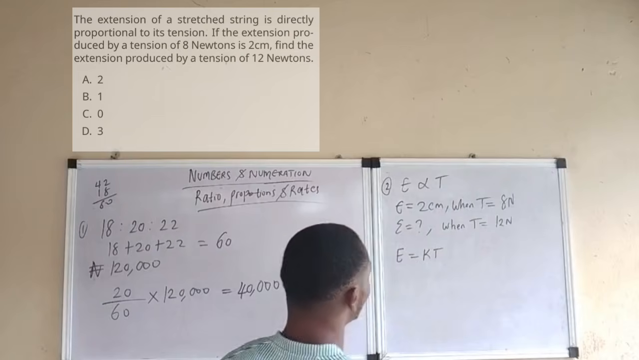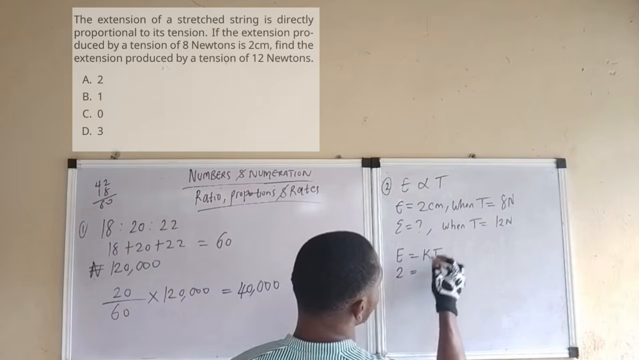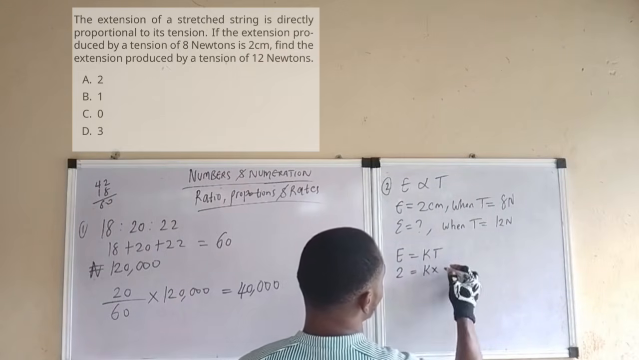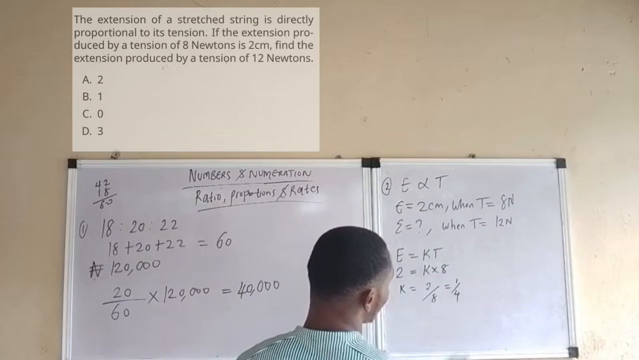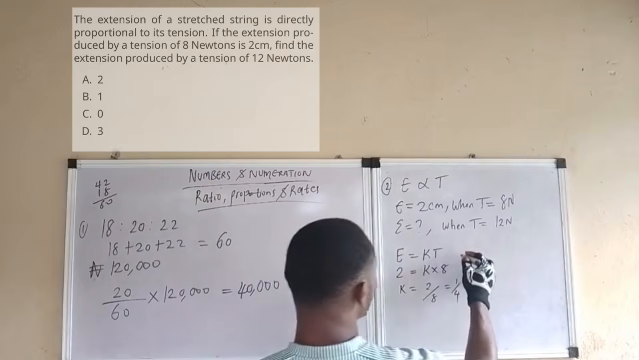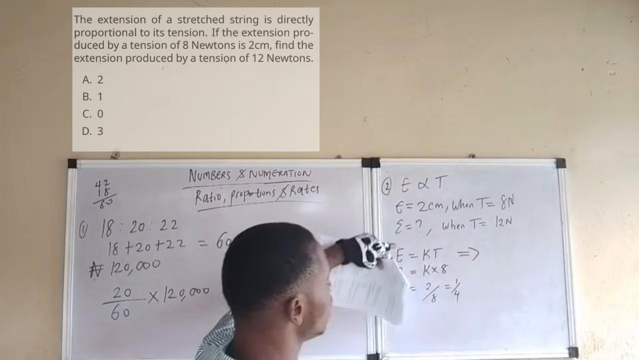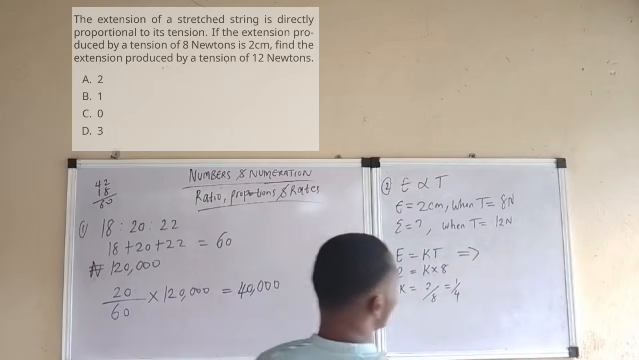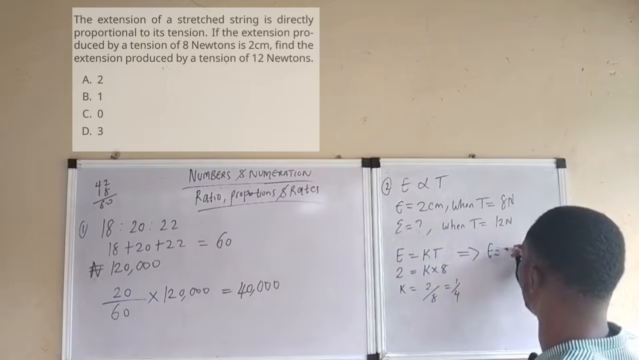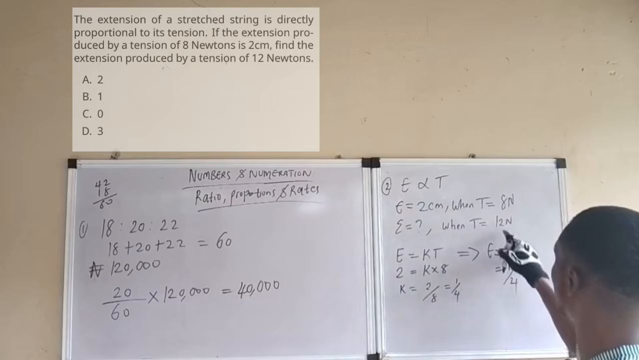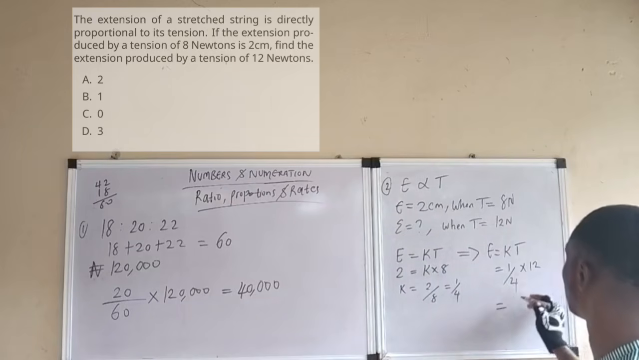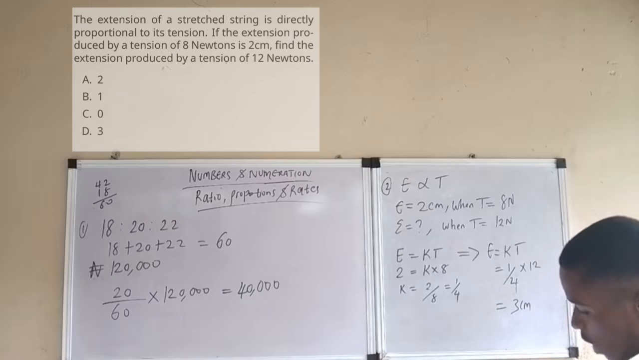Now, how do you do that? Substitute the values. E is 2 centimeter. K times T is what? 8. So find K. K is what? 2 over 8, and that's 1 over 4. Now that we have K, we are going to use this same formula to solve for E when T is 12. So what is E? E is K times T. We already know what K is. What is K? 1 over 4. What is T? 12. Multiply, and then you divide. So we are going to be having 3 centimeter. So the correct answer to this question is option D.